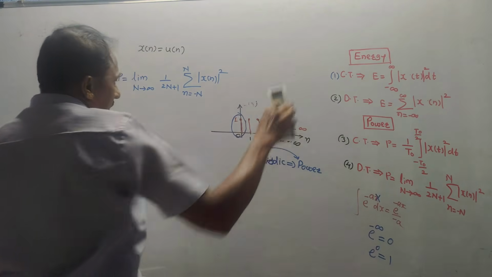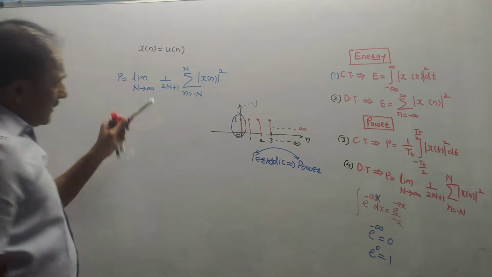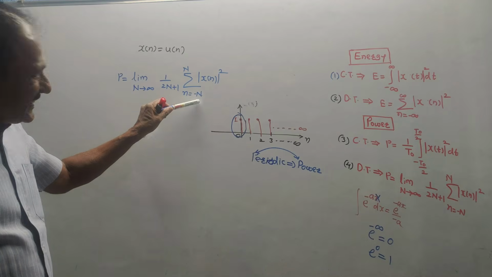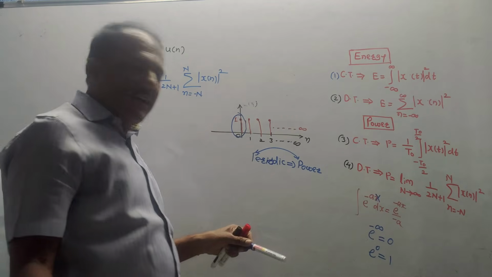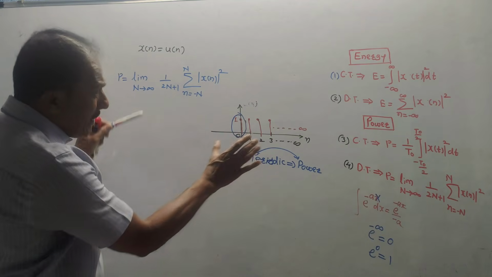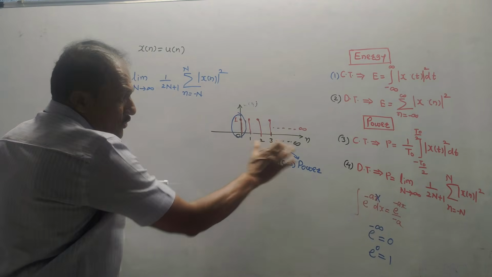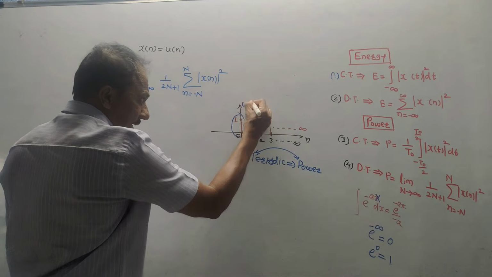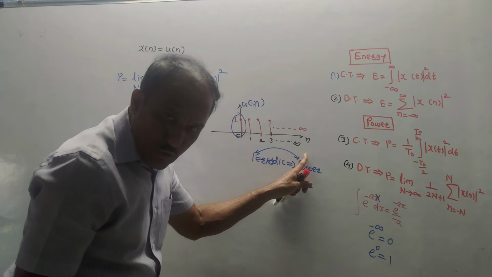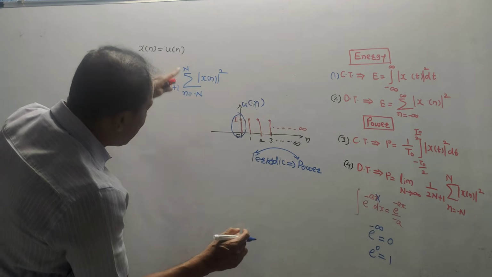Now, in this case, small n is the basic notation. Capital N is usually referred to as the fundamental period. These are the general limits, minus N to plus N. But the signal is available from 0 to infinity. So I have kept this diagram as it is. Observe this diagram. The signal is available from 0 to infinity. Limits are minus N to plus N.